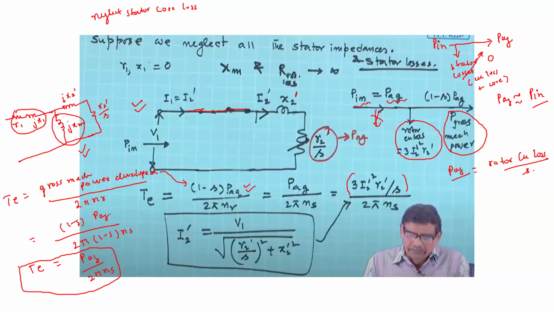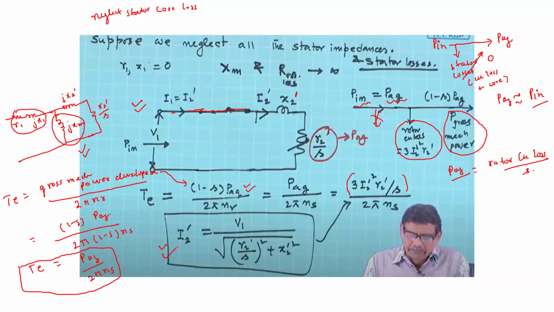And in the I2 dash, we are now getting a very simplified expression. Earlier we had R1, jX1, then parallel to jXM, but we do not have all that now. In the I2 dash, we only have the voltage V1 divided by the square root of the resistance squared plus the inductance squared. The resistance in the system is only R2 dash by S, so it is R2 dash by S whole square plus X2 dash whole square. Very simple. This I2 dash expression is now very simplified.